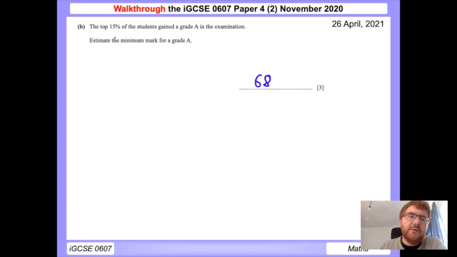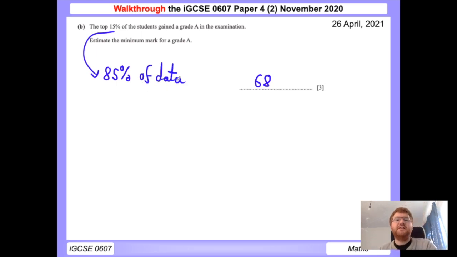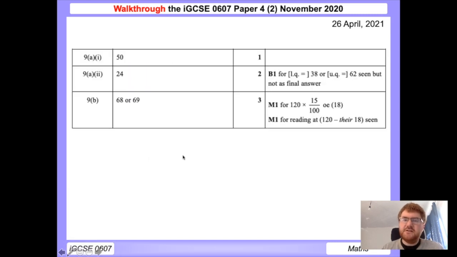Essentially here what they're looking for is 85% of the data, so you do a very similar process to the lower quartile. Quickly show you the answers. Answers are here. So 50, 24, and then 68 or 69.